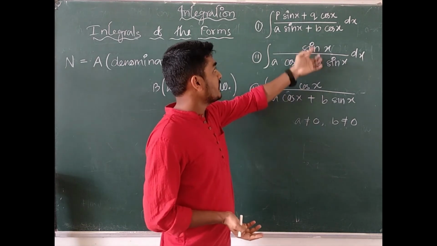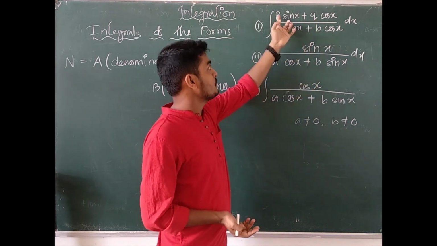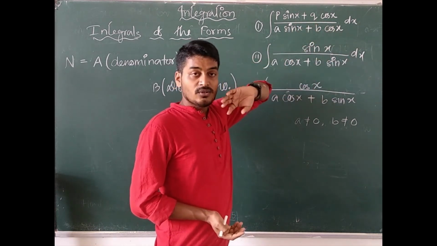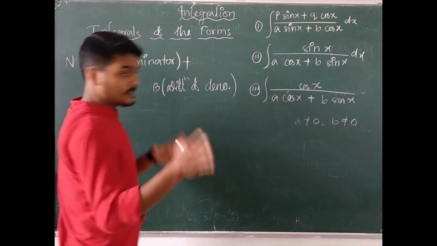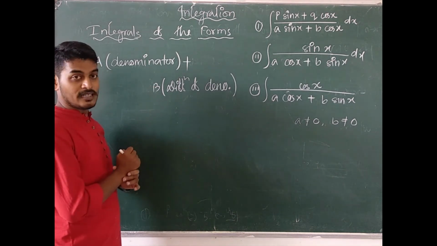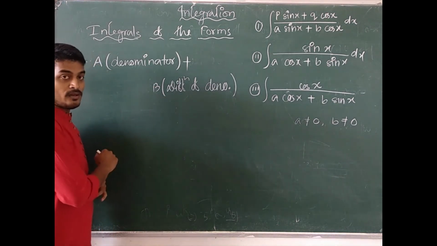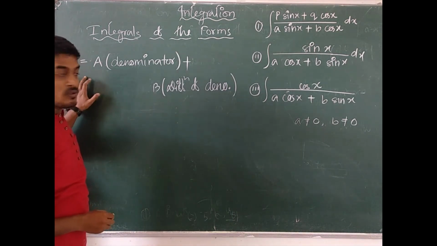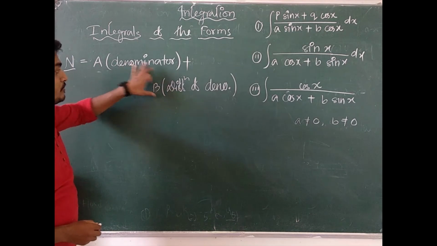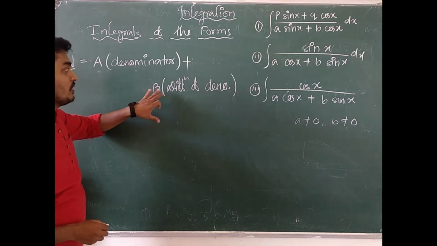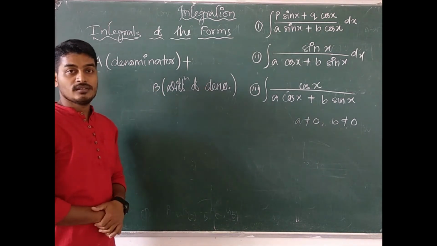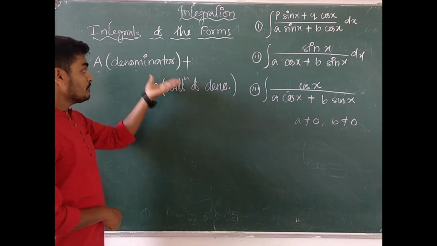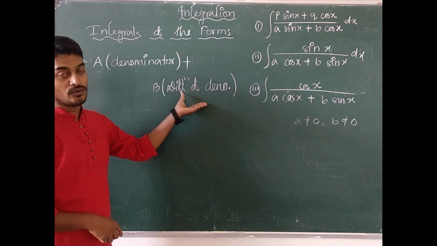so if you are getting only sin, it means q is equal to 0, you are getting only cos means p is equal to 0, and if p and q are both not equal to 0, then you are getting this equation. So now how can you find it out? The specific pattern to find the answer of that type of question is this: the numerator is equal to a into the denominator plus b into the differentiation of the denominator.